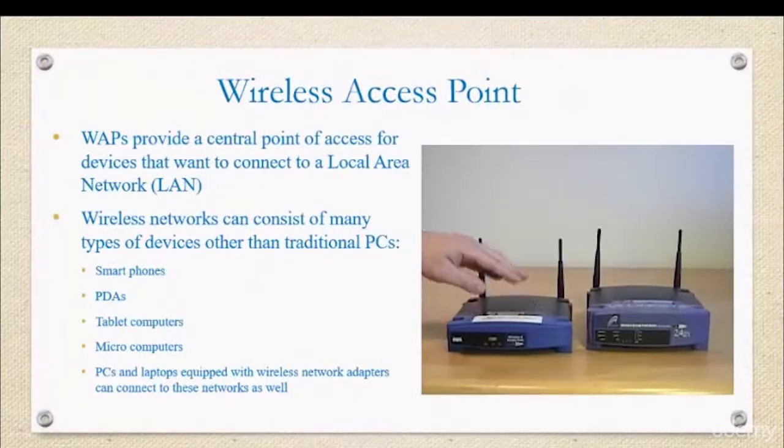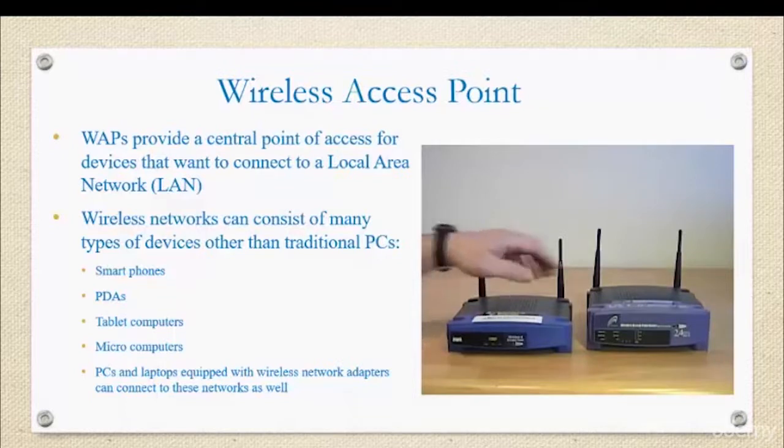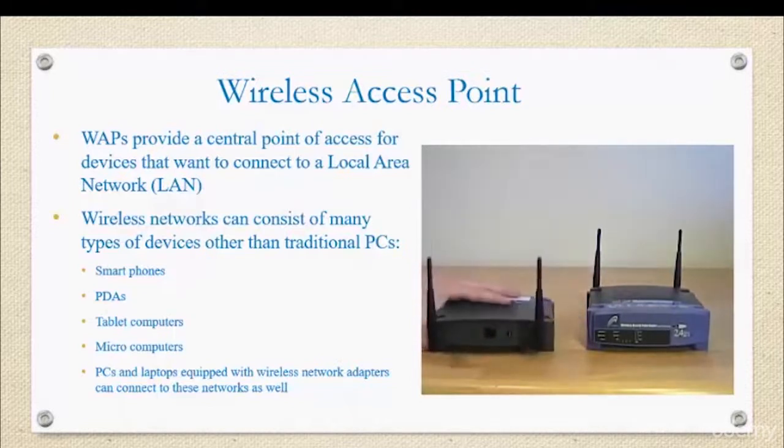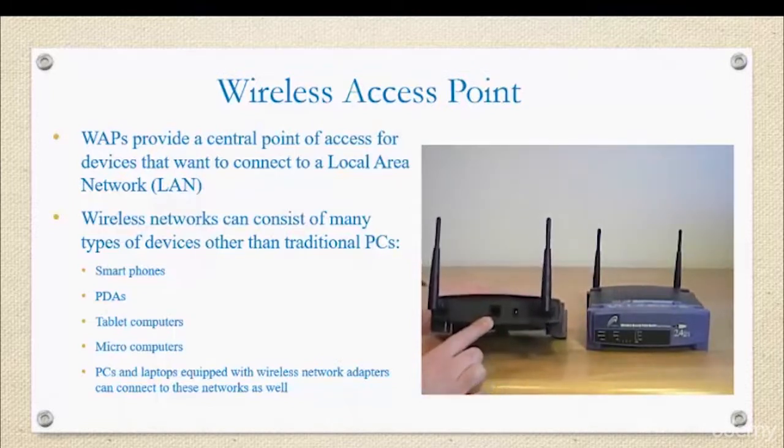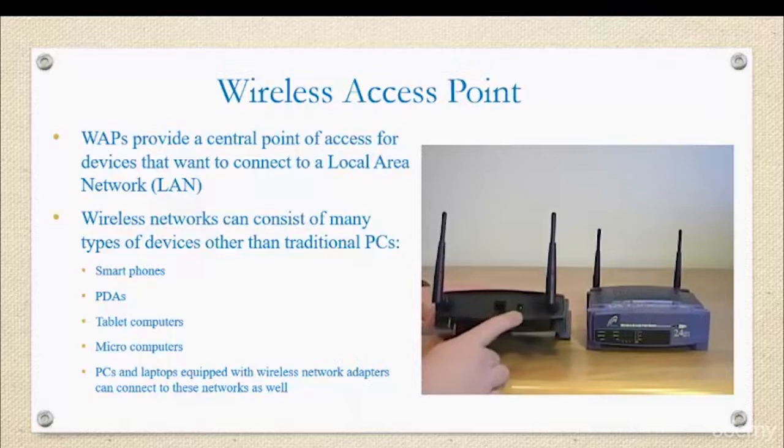So here we talk about wireless access points. They provide a central point of access for your laptops and your cell phones and even your PCs. And we can wirelessly transmit data on these wireless access points, which are actually connected to switches and routers. So even though we access a network wirelessly, that data is still transmitted across a wired network.